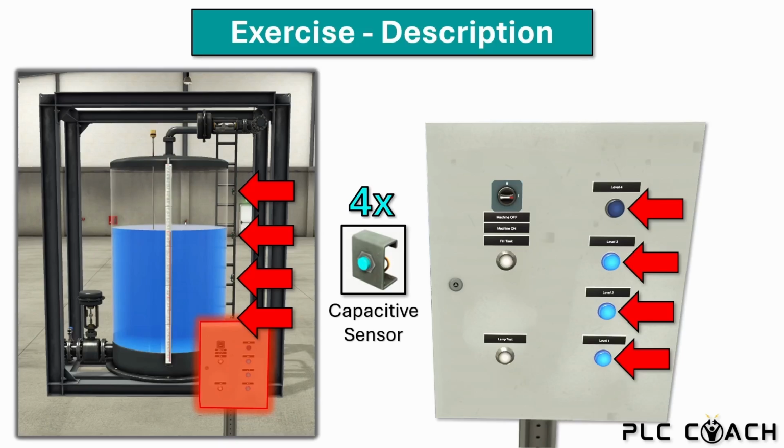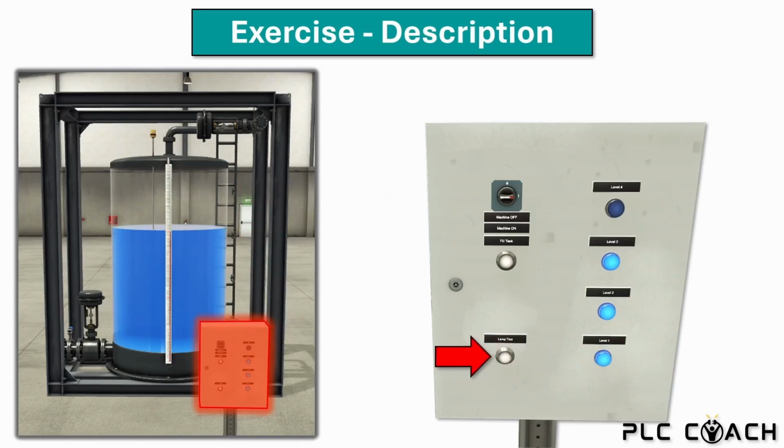When the first sensor is triggered, only the first indicator light turns on. When the second sensor is triggered, the first 2 lights turn on, and so on. I have also added a lamp test button to the control panel. When pressed, all indicator lights turn on. This allows us to check if any of the lights are faulty. The best way to explain this task is to see it in action. So let's switch over to Factory IO.